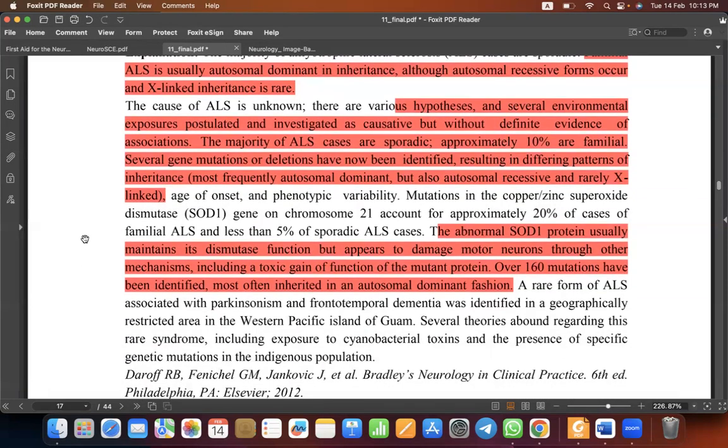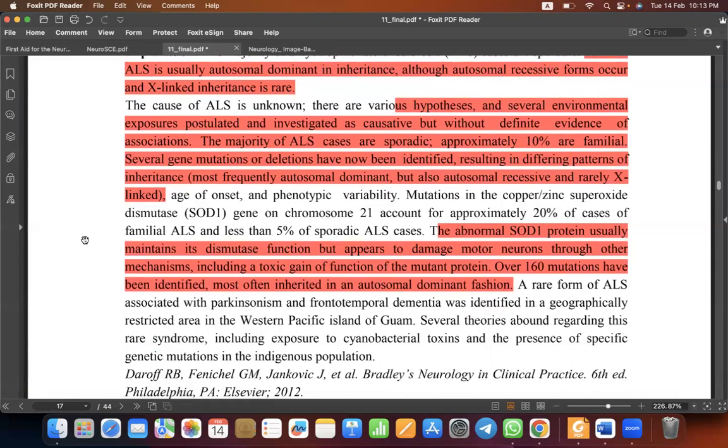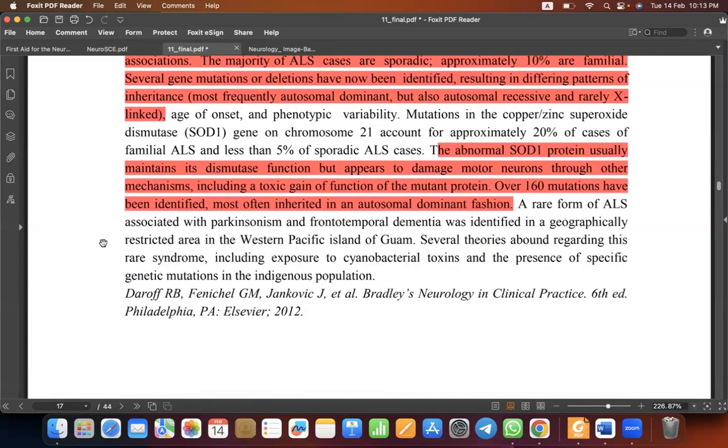The SOD protein causes some damage in the motor neuron, particularly due to a toxic gain of function. Okay, so a rare form of ALS is associated with Parkinson's and frontotemporal dementia in the Western Pacific area of Guam. That is the Western Pacific island of Guam. We should remember this fact as well.